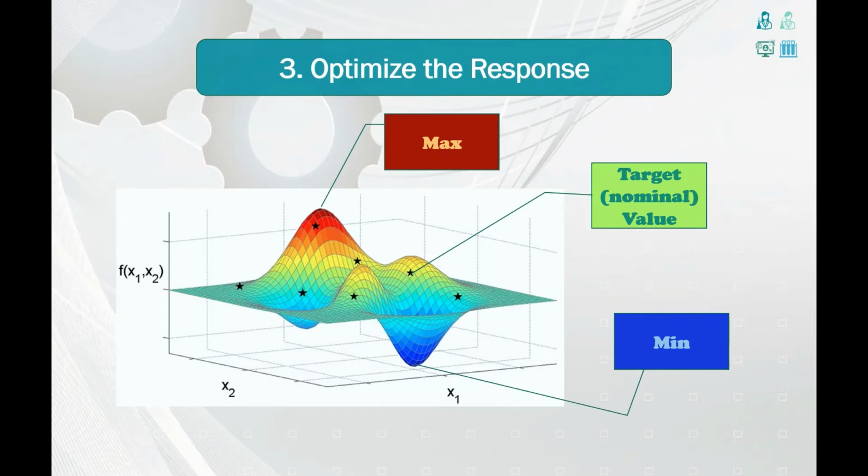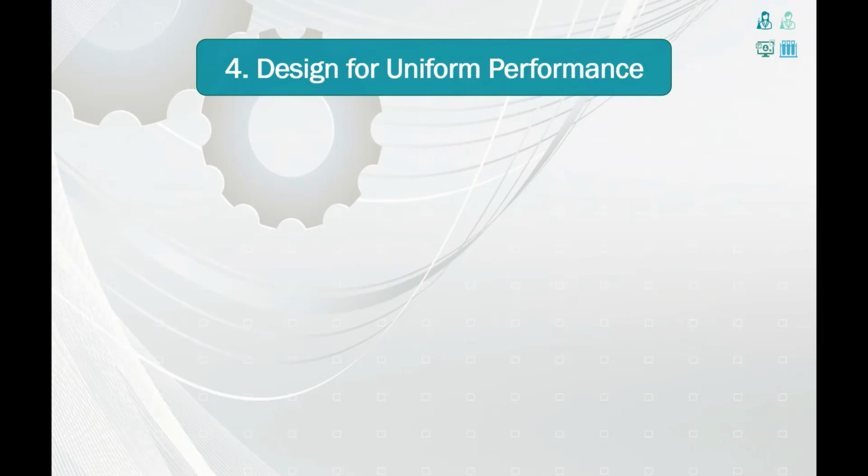Lastly, the experimenter can determine the level at which the process response is unaffected by uncontrollable factors. In many cases, the experimenter wishes to configure a process or a product in a way that will make it perform uniformly under various conditions. Think of manufacturing a car, for example.